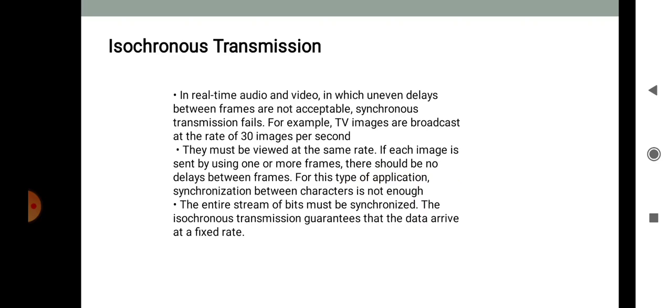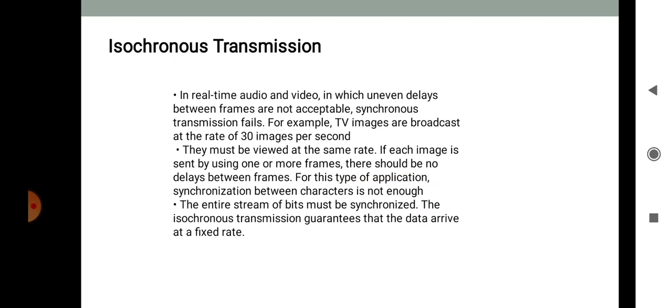Isochronous transmission is designed to provide a steady bit flow for multimedia applications. That means real-time audio and video, in which uneven delays between frames are not acceptable. Here synchronous transmission fails. For example, TV images are broadcast at the rate of 30 images per second. They must be viewed at the same rate if each image is sent using one or more frames. There should be no delay between frames. For this type of application, synchronization between characters is not enough.